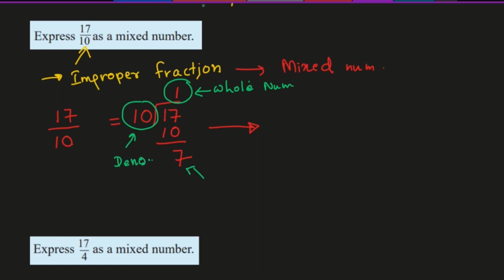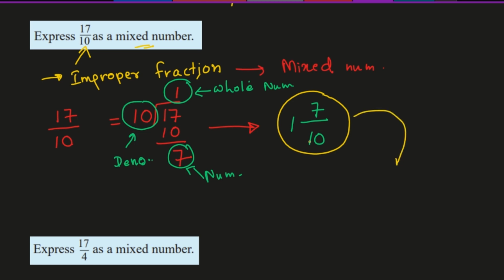And this will be the numerator. So we can write it as 1 7 upon 10. So now this is the mixed number, and that's the answer they have asked. Shall we check whether we can convert this mixed number again into the improper fraction? I mean, the answer should be 17 upon 10. Shall we check how we can do it?